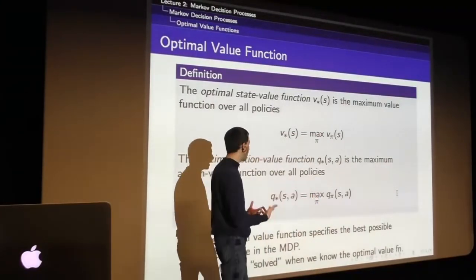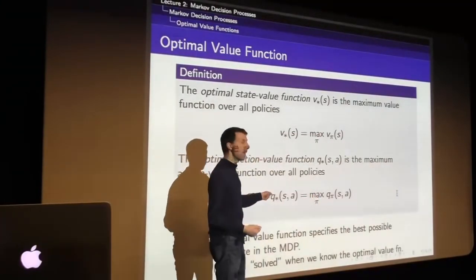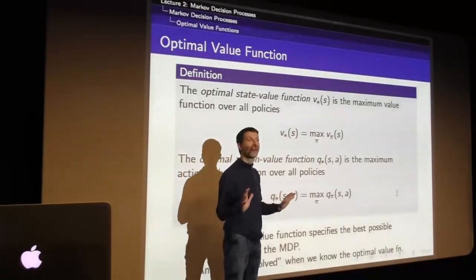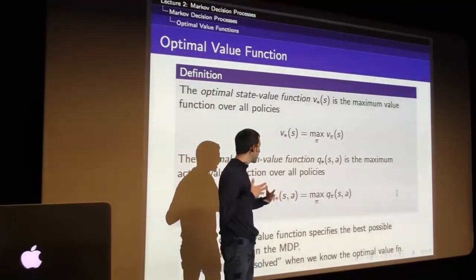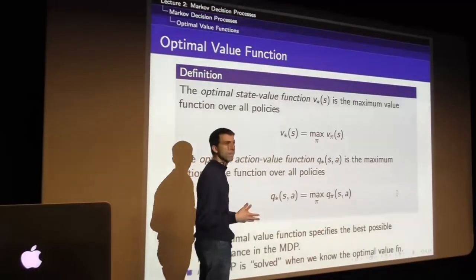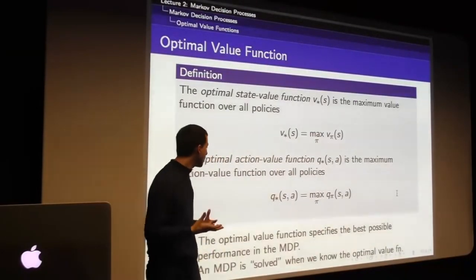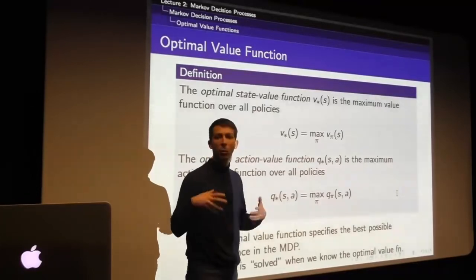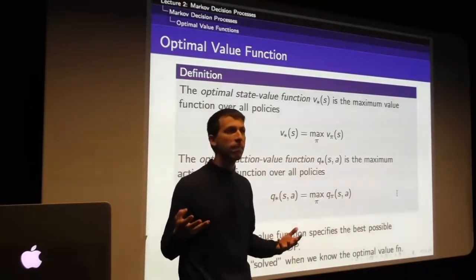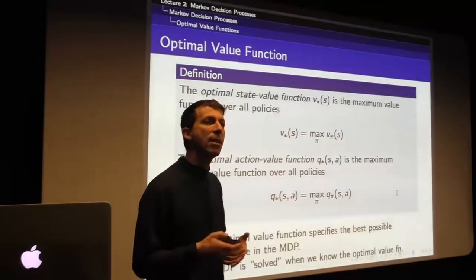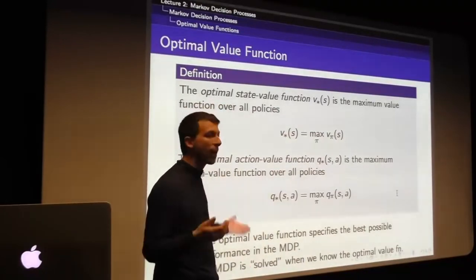So this immediately tells you the right action to take. If you have Q star, you're done. You can declare victory. You've got the quantities necessary to behave optimally within your MDP. So we could say informally that an MDP is solved when we know this optimal value function. Solving an MDP, you can think of as finding Q star.